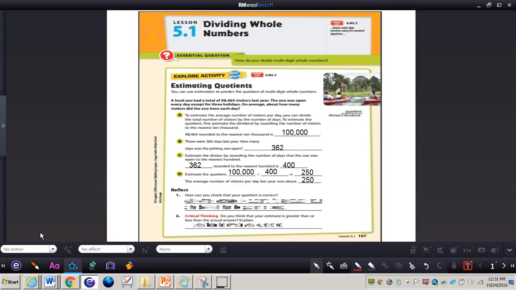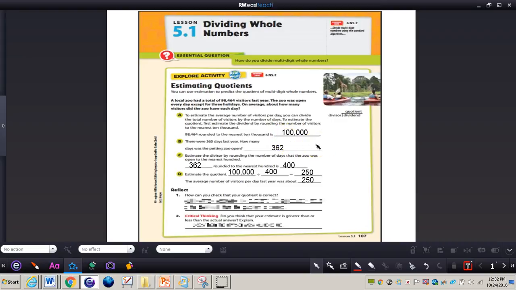So first of all, to estimate the average number of visitors per day, you can divide the total number of visitors by the number of days. To answer the quotient, first estimate the dividend by rounding the number of visitors to the nearest 10,000. So you can see 98,464 rounded to the nearest 10,000 is 100,000. Whenever you're estimating anything, you always want to deal with round numbers, not numbers that have a lot of digits, but the least amount of digits with any value. So you can see a lot of zeros here, only one digit with value.